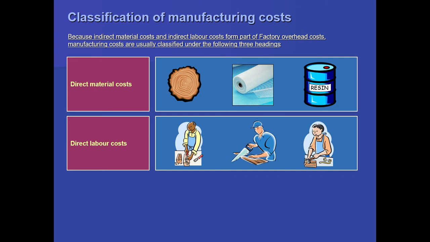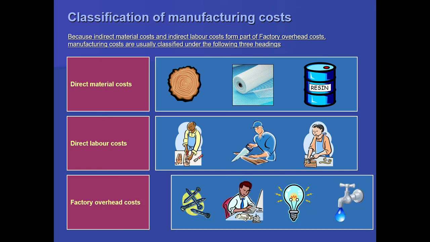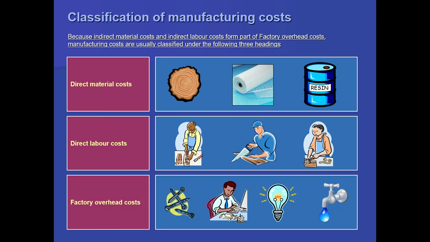We'll have direct labor. These are the people that are physically involved in making the product. They're cutting the wood, assembling, screwing, and so on. All right, and then we've got factory overheads like electricity, nails. We've got a bookkeeper that works at the factory. We've got a supervisor that supervises those direct labor to make sure they're doing the right job.